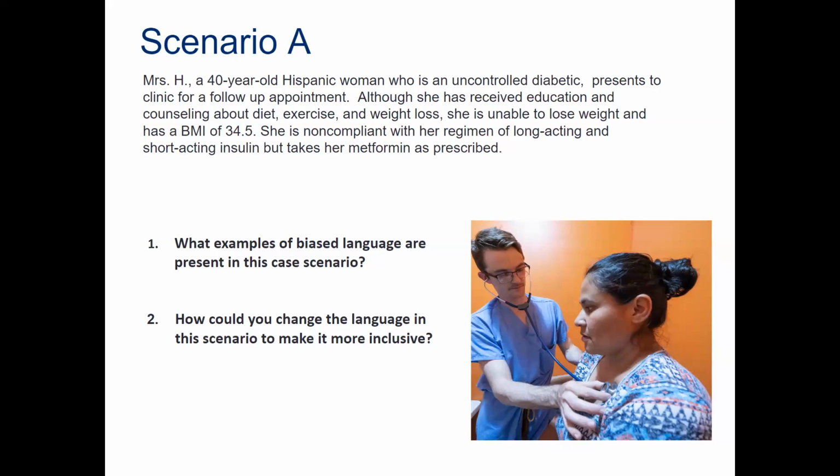Question 1, what examples of biased language are present in this case scenario? And question 2, how could you change the language in this scenario to make it more inclusive?